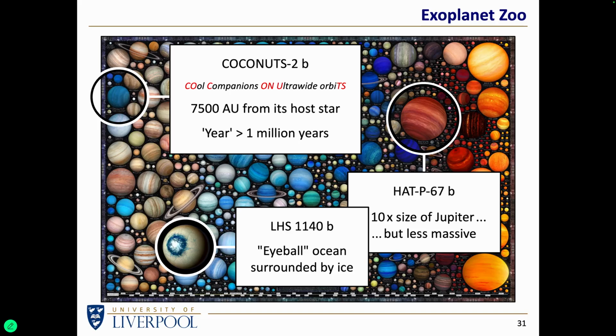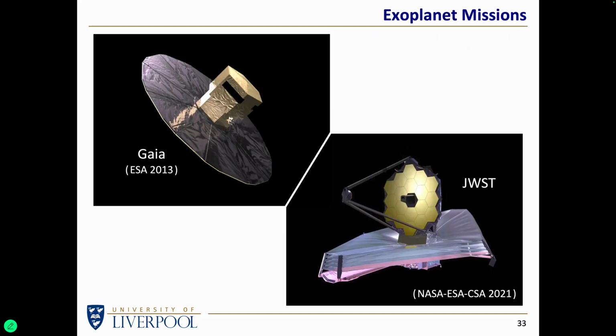So you might end up with an ocean, a small ocean, surrounded by the rest of the globe of the planet being ice. And so you get this rather weird eyeball effect. Just a little speculation based on an artist's impression, but it's based on the known characteristics of this particular planet and its distance from its host star. So there are some interesting possibilities out there.